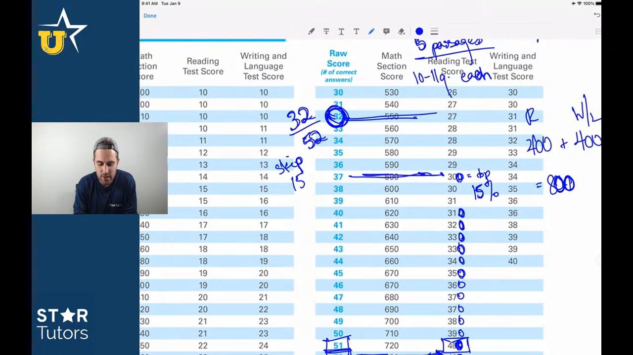But look at this. If you get 32 out of 52 questions right, you finish 3 passages. And you're like, well, that's horrible in school. 3 passages out of 5, that means I got a 60%.